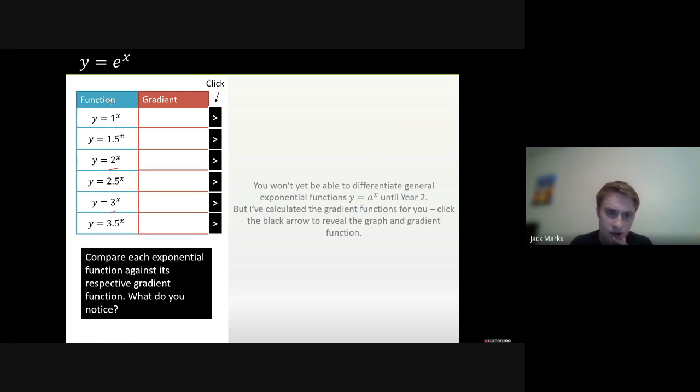these are the functions, and if I have these functions, this is the gradient function for each. Don't worry about calculating the gradient function yet. You're not expected to be able to do that yet. Okay, I'm going to do that for you, but I want you just to notice the pattern. So if we have the graph on the left, what is the gradient function on the right? In other words, what do you get when you differentiate?